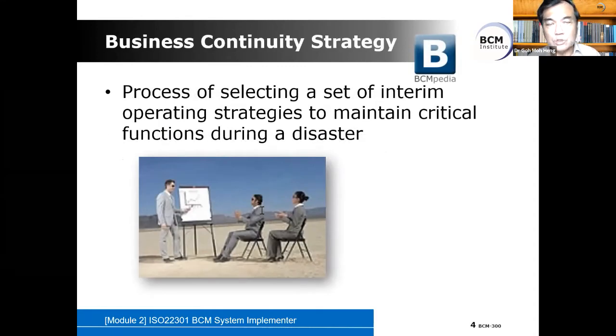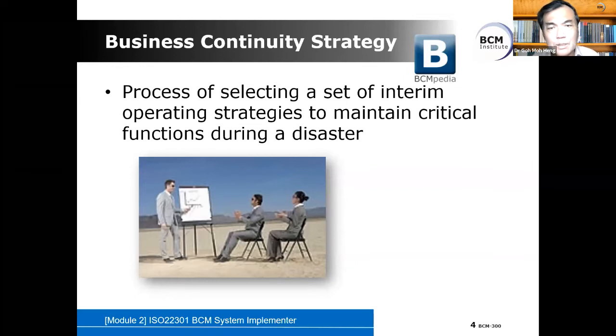Next, think of what is strategy. One of the common challenges all of you are having is this. You guys just finished the BIA. Then the management will say, okay, these are critical, that's critical, let's write the plan. This is a common approach. Why do we need strategy?